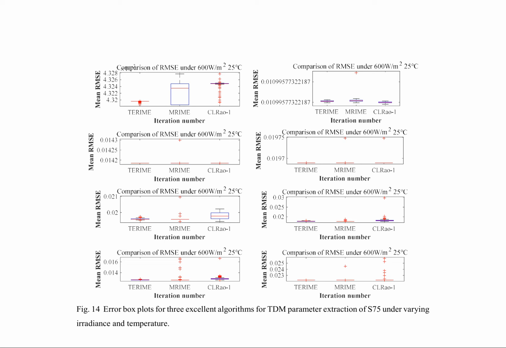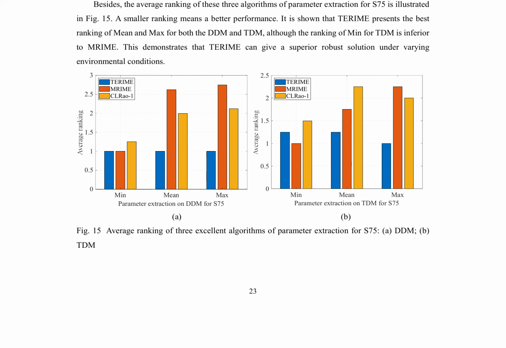The comparative analysis of three algorithms for parameter extraction in photovoltaic cells, focusing on the S75 model under varying irradiance and temperature conditions, demonstrates the superiority of TERIME. Error box plots in Fig. 14 illustrate TERIME's consistent outperformance over MRIME and CLRAO1 for TDM parameter extraction.